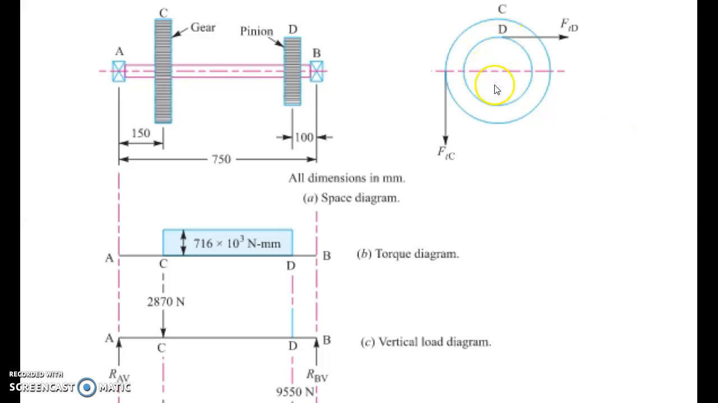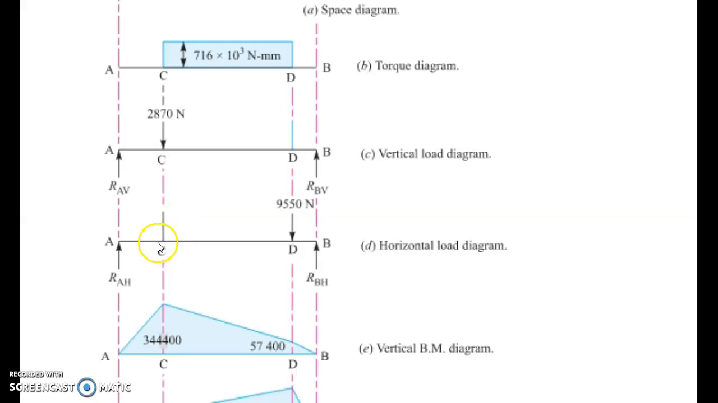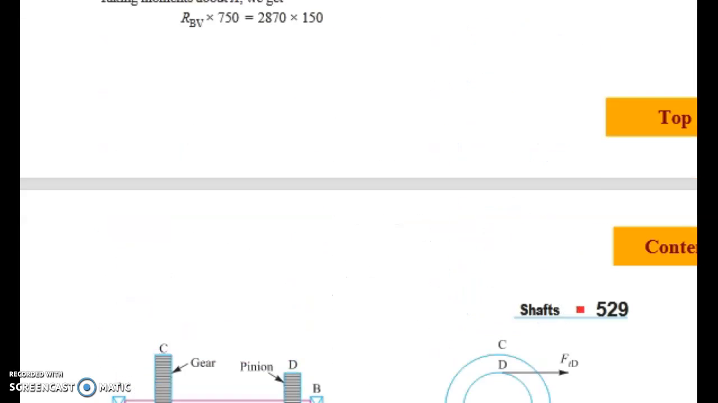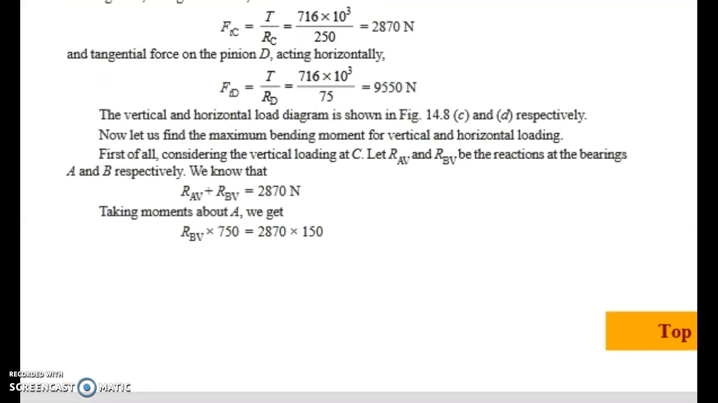There is no vertical load in D and there is no horizontal load in C. That means here, in the horizontal load diagram, there is no value at point C. Thus we calculated, or drew, the vertical and horizontal load diagrams. Now we can go for the moment.